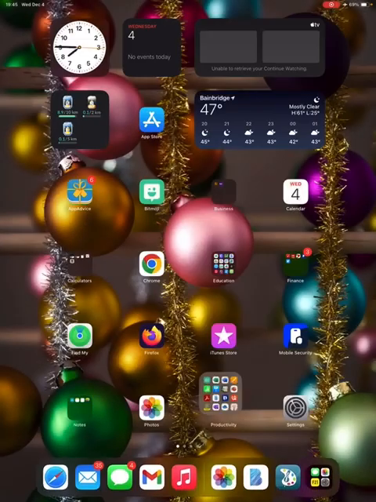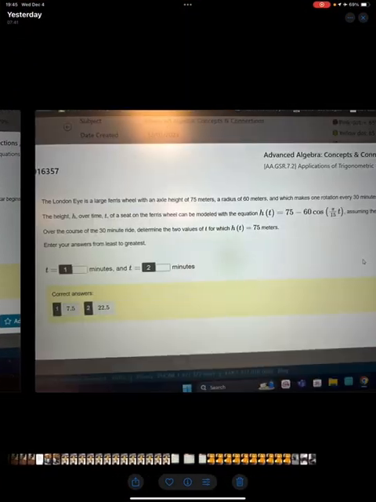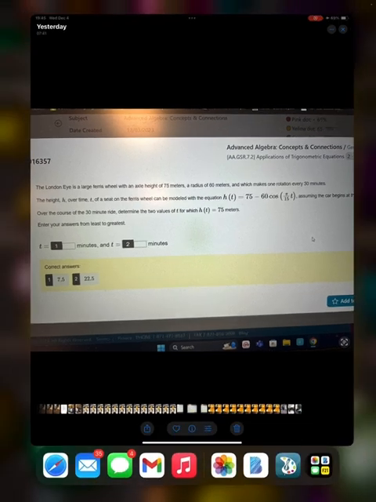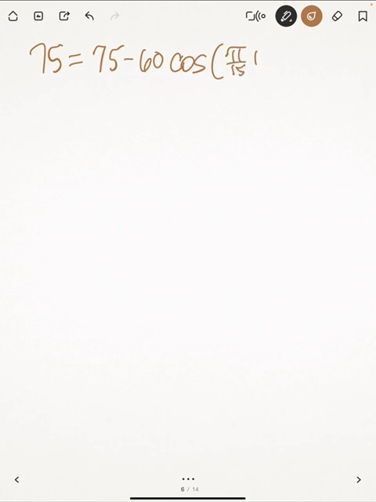Go back to my photos. All right? Next one. We got the same Ferris wheel. This time our equation is the same equation. However, this time it's 75 meters is our height. All right, so we're going to go back to that. And this time we're going to say 75 equals 75 minus 60 cosine pi over 15 t.